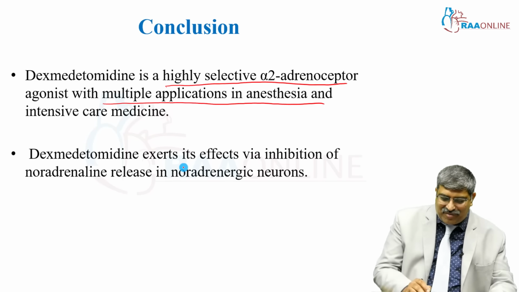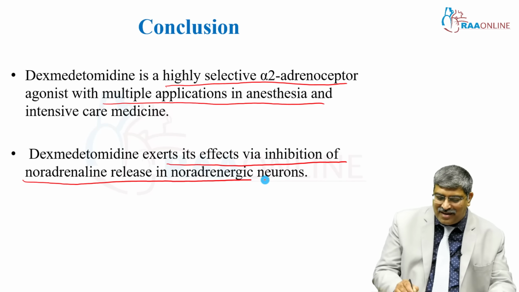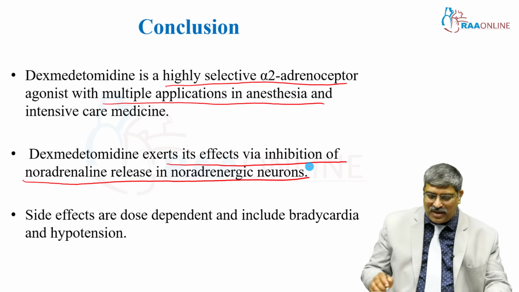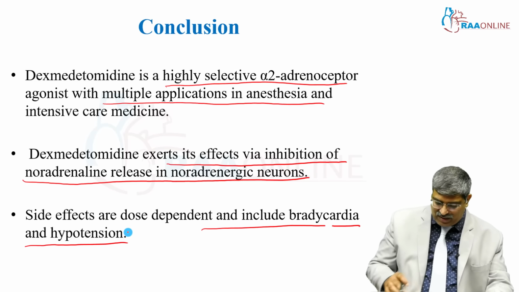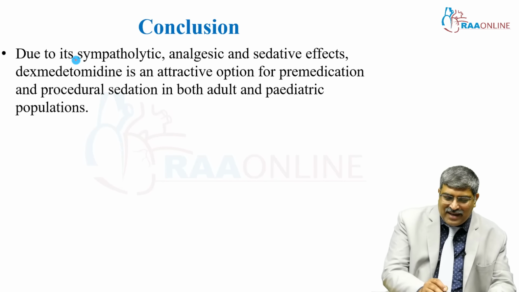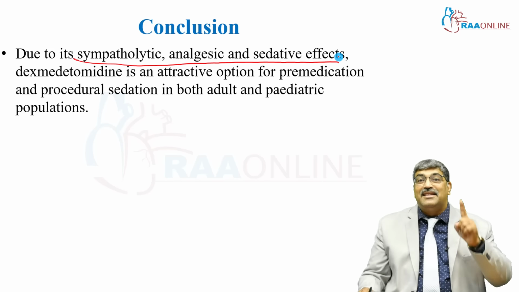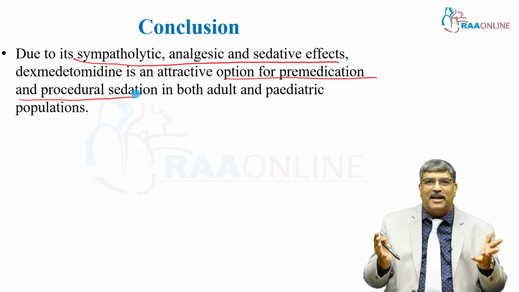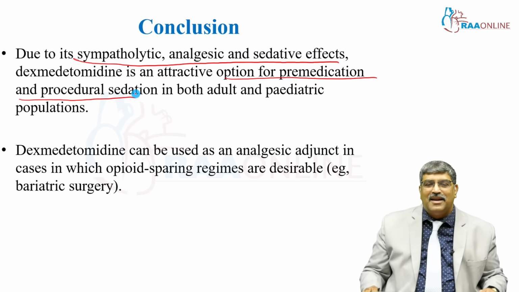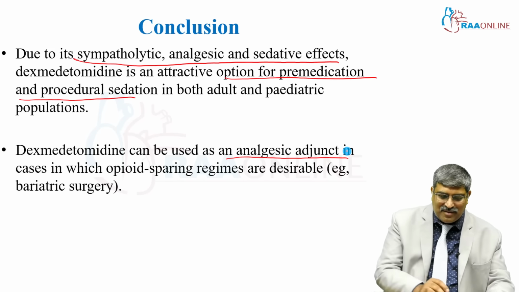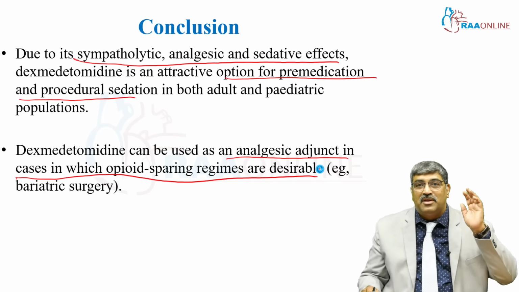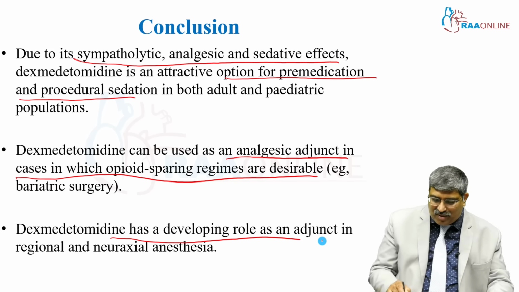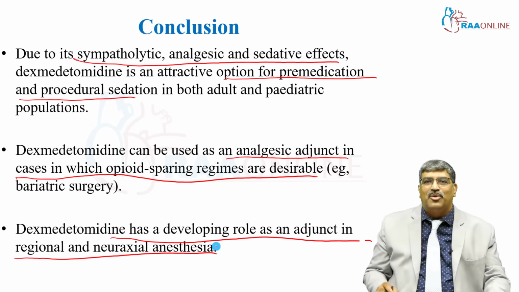It exerts its effect via inhibition of noradrenaline release in noradrenergic neuron. The side effects are dose dependent and include bradycardia and hypotension. Due to its sympatholytic, analgesic and sedative effect, it is an attractive option for pre-medication and procedural sedation both in adult and pediatric population. It can be used as an analgesic adjunct in which opioid sparing regime is desirable, particularly in bariatric surgery. Dexmedetomidine has a developing role as an adjunct in regional and neuraxial anesthesia.